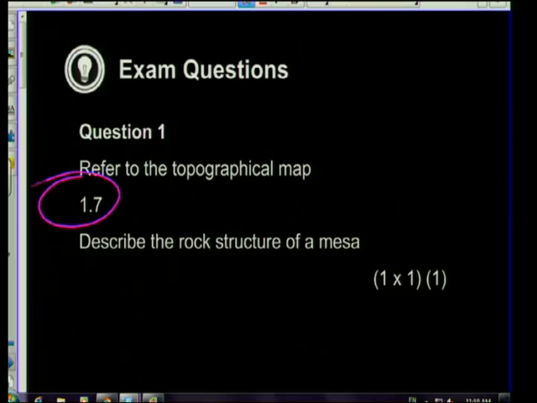Question 1.7. Describe the rock structure of a Mesa. Now, does it say identify? Because we've identified it as sedimentary rocks. How do we describe sedimentary rocks? How do we look and what do we see in sedimentary rocks? In this example, you have to describe what sedimentary rocks look like. And immediately, you should note the following.